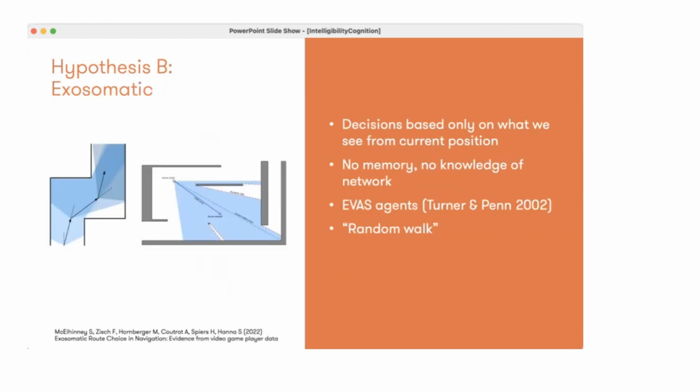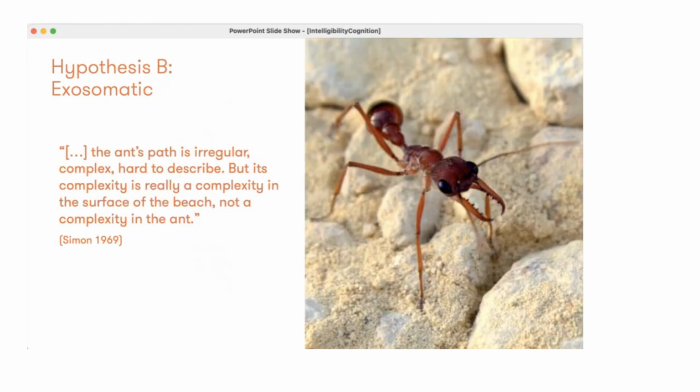On the other hand, there's the exosomatic hypothesis that we don't operate on our map at all. We just make decisions based purely on what we can see from the current position. We don't need any memory. We don't need any knowledge of the network. We operate very much like those visual agents. We take a random walk. Now, these two hypotheses both will result in the same outcome in intelligible spaces, but we want to know which it is that we do.